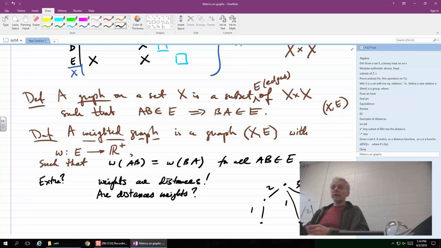We haven't defined distances yet, so can we use nothing but weights in order to define distances? Do you see the difference between weights and distances? So this is the weighted graph. Okay, so we certainly would like to use the weights as distances, but what?